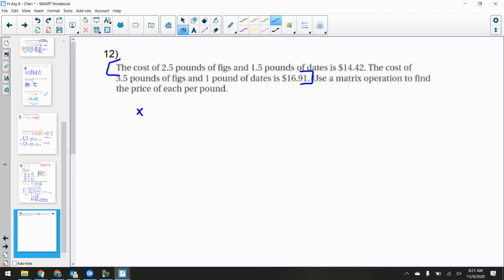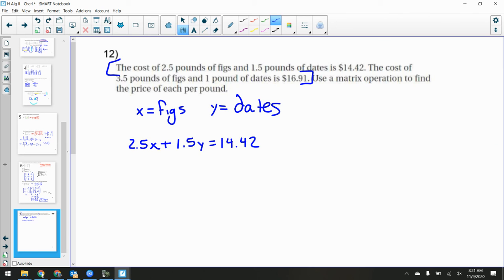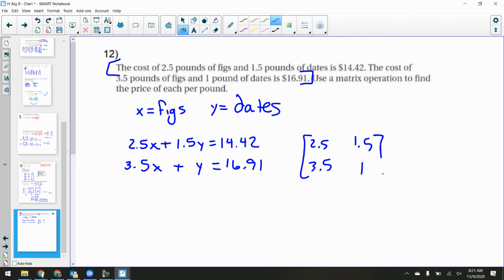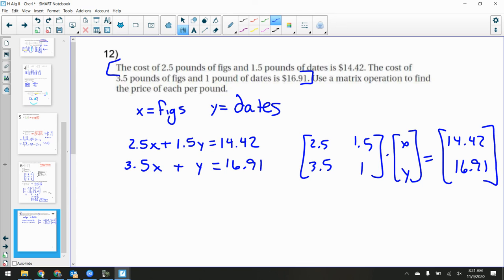Okay, 2.5 pounds. Let's say X is figs, Y is dates. It's always really important, make sure that you define what X and Y are. All right, 2.5X plus 1.5Y is equal to 14.42. 3X plus Y is equal to 16.91. Matrix operations would just be matrix equations. So here's what I'm going to write: 2.5, 3, 1.5, 1 times x, y is equal to 14.42, 16.91. Now I go into my calculator.